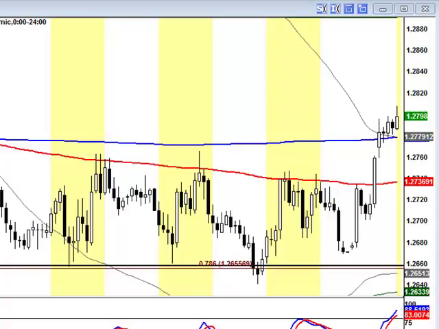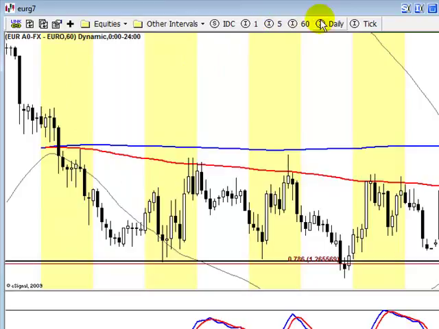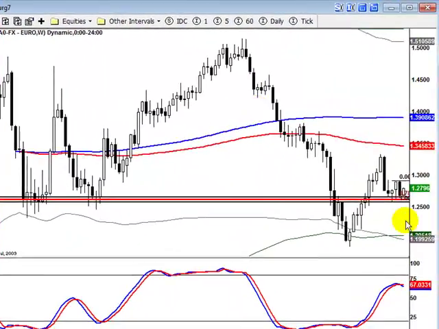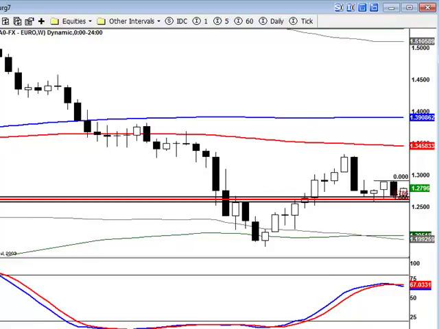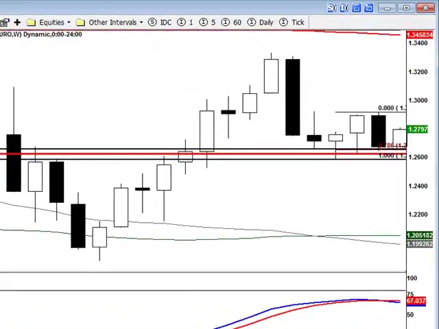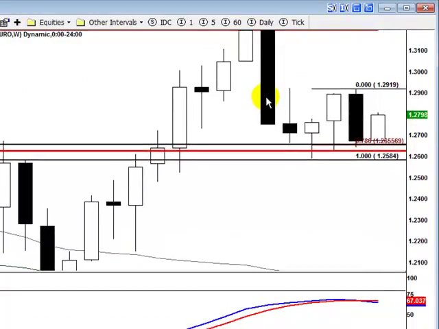What I've got on the screen here is the euro, and this is the hourly chart. The first thing I'm going to do is have a look at the weekly chart and determine the direction and the reversal level for this current week. So we'll switch across to the weekly chart. Just ignore the indicators for now because they're not applicable to the weekly chart, but they are applicable naturally to the hourly chart. So let's have a look at what we've got here.